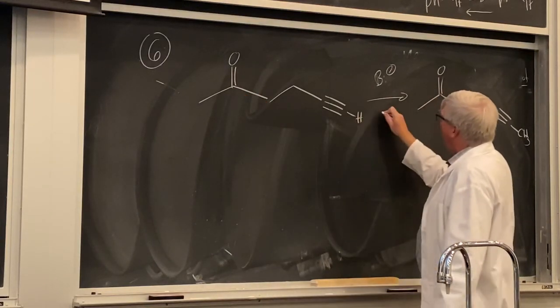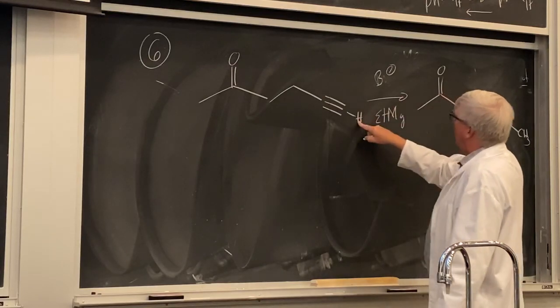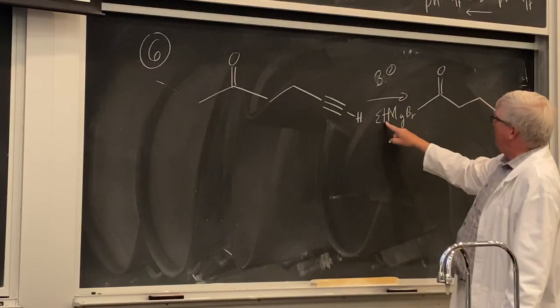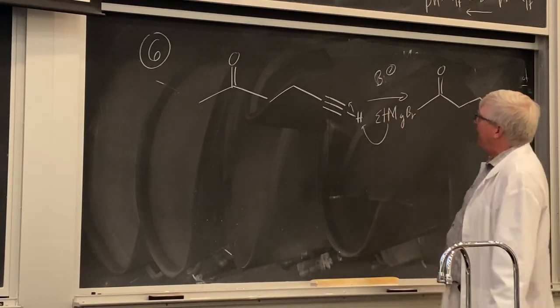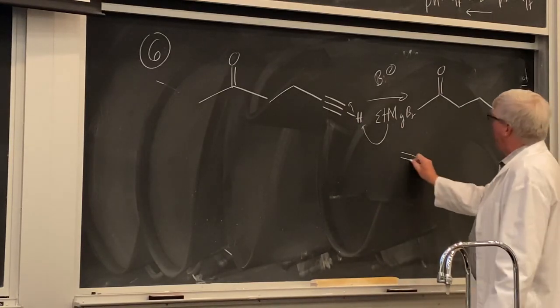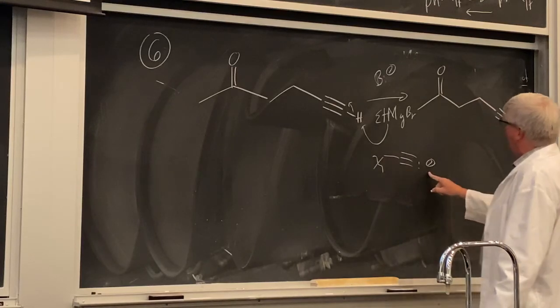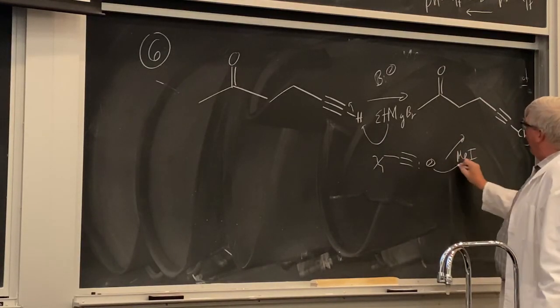A typical base to take off a terminal acetylene proton is actually a Grignard reagent. If you use ethyl magnesium bromide, that can take off that proton and give you this, with the rest of the molecule on there. And then we want to react with methyl iodide.